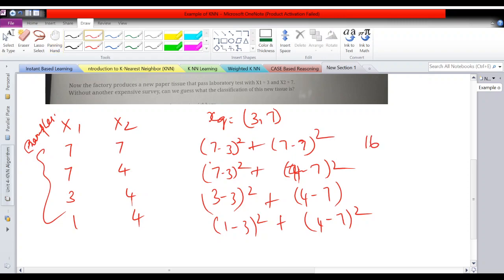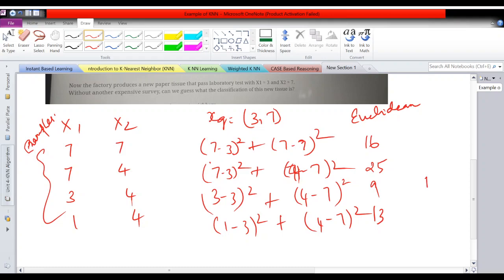So when you calculate this, 7 minus 3 is 4, square is 16, so this is 16, and now this is 4 square plus 3 square, which is 25, and this is 0 plus 3 square, which is 9, and this is 2 square is 4, plus 3 square is 9, so 13. Now you have found the Euclidean distance, and after finding the Euclidean distance you need to give rank.